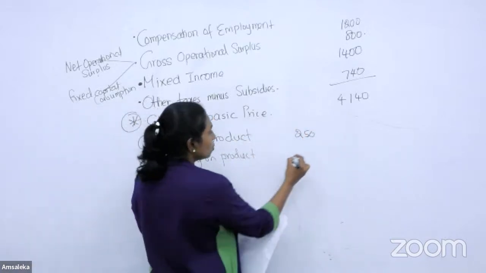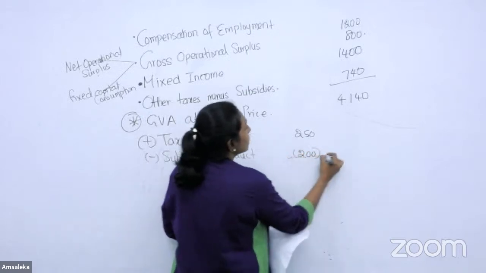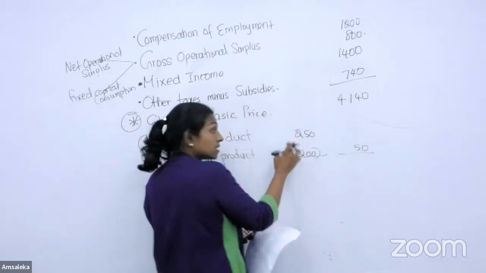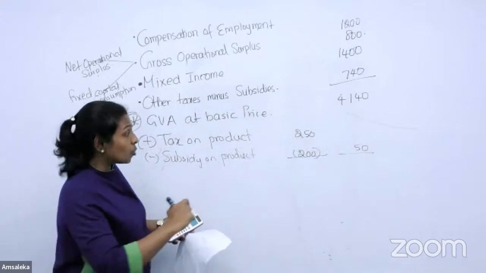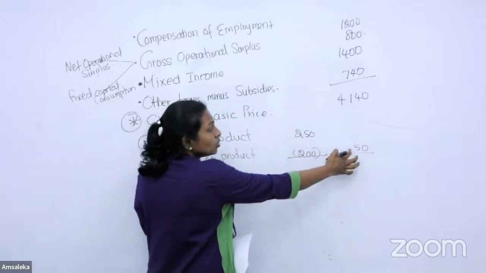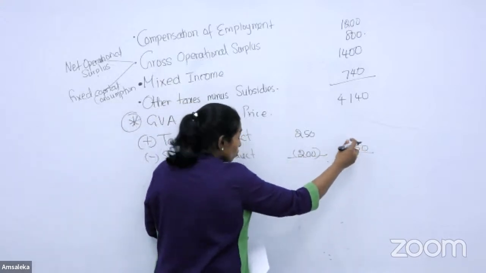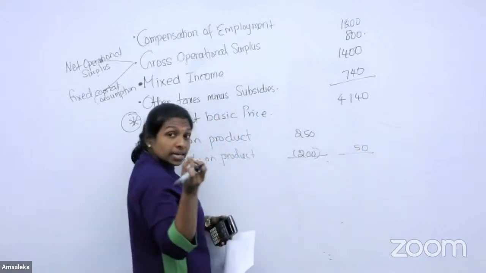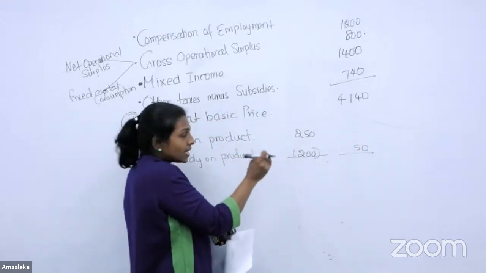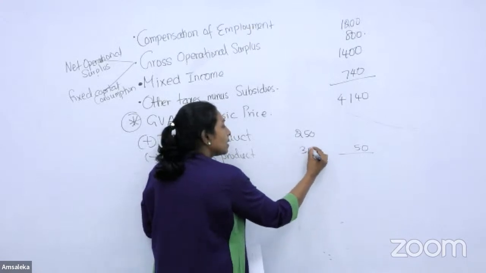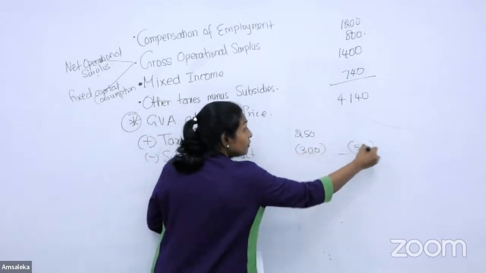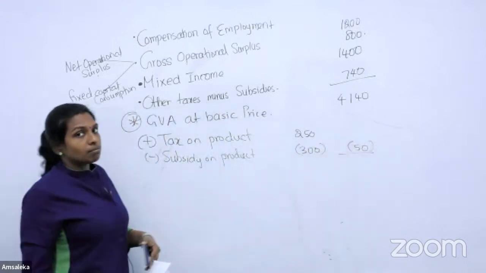Subsidy is given 200, so you are going to deduct it. 50 is given. Net answer, underwrite another one. Suppose if your minus is greater, you can't take it in plus, you want to take it in bracket. For example, I'm just explaining to you. Now 300, 50, net answer is minus.